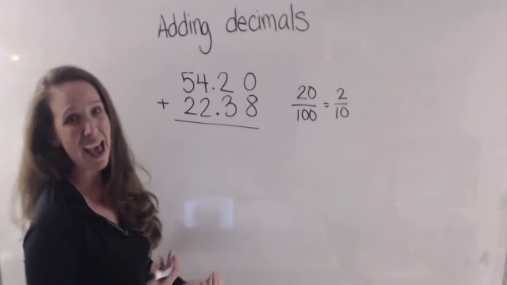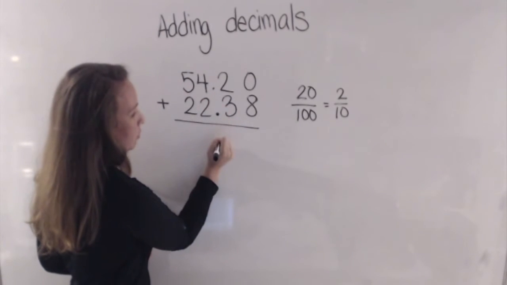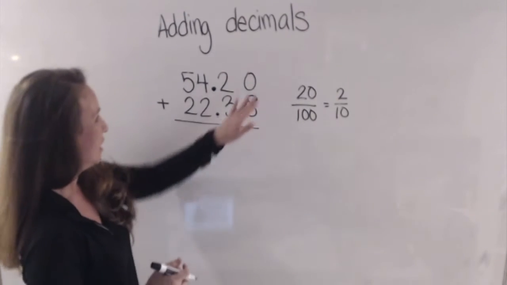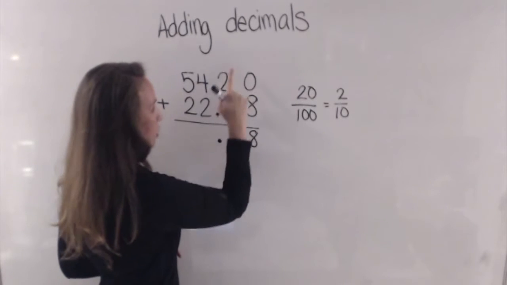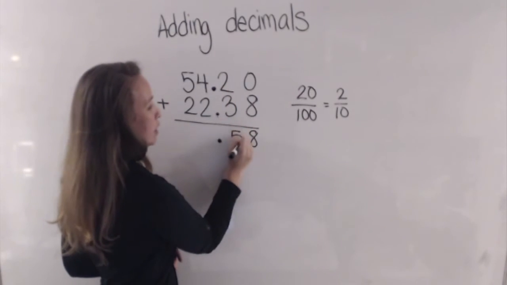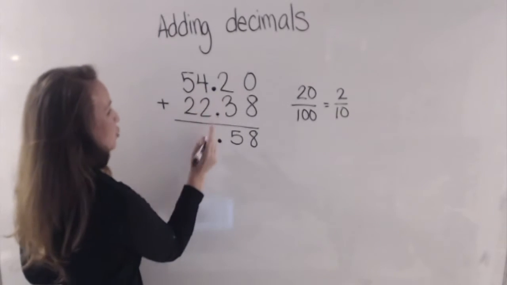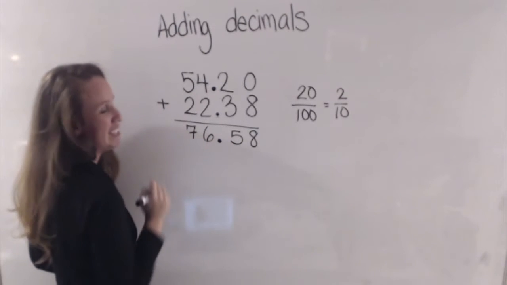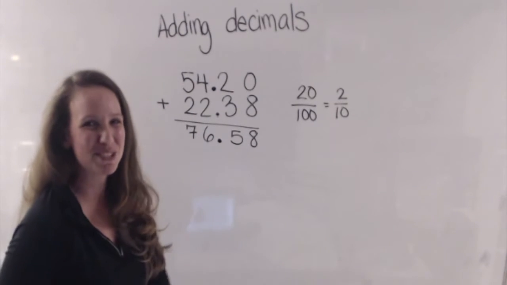All I have to do is add like I would normally do, but that decimal place will continue to move on. So we bring down our decimal. 0 plus 8 is 8. 2 plus 3 is 5. My decimal place is carried down. 4 plus 2 is 6. And 5 plus 2 is 7. That's it. Easy peasy lemon squeezy.